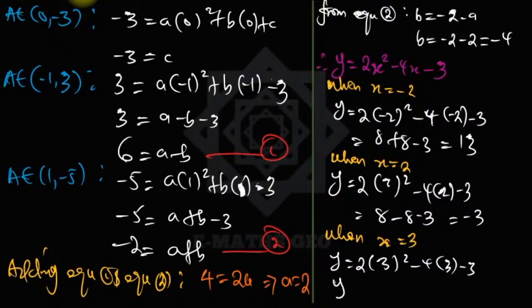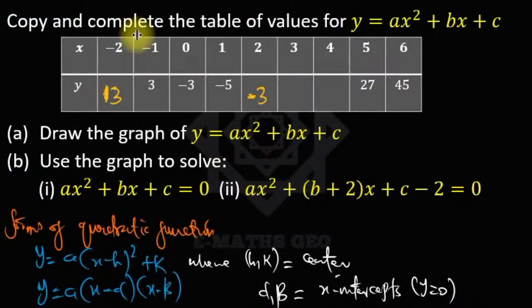So y is equal to 18 minus 12 minus 5 minus 3. So that's 18 minus 15, which should be 3. So when x is 3, y is also 3. We write (3, 3).